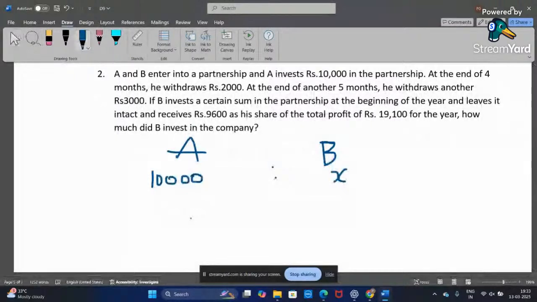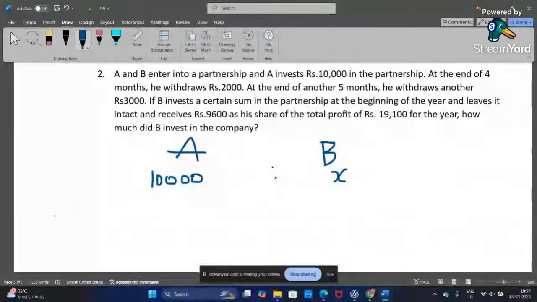So next, what you have to do? Read the question. Here they have completed 1 year. That means 12 months. So in 12 months, first A has invested 10,000 in the partnership. At the end of 4 months, that means after 4 months, he withdraws 2,000.